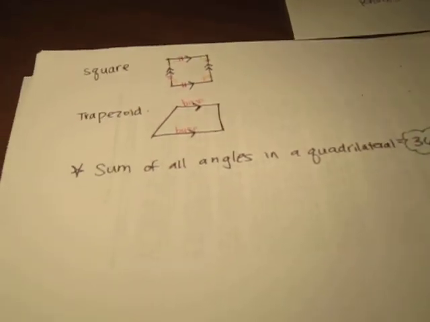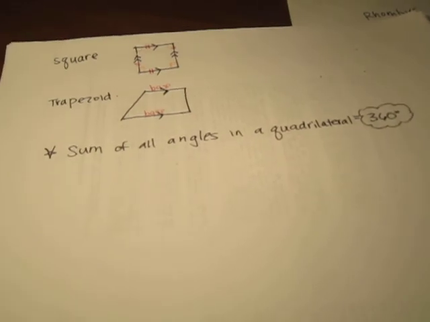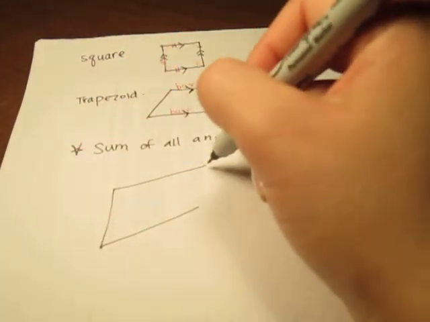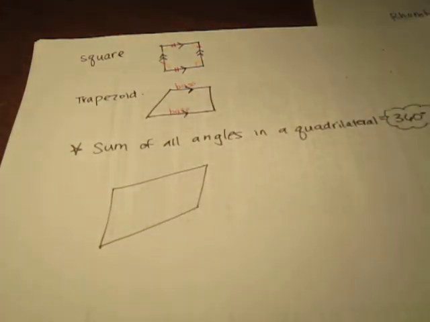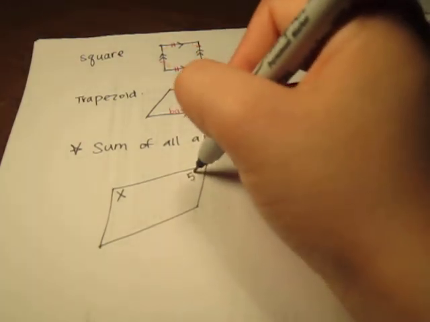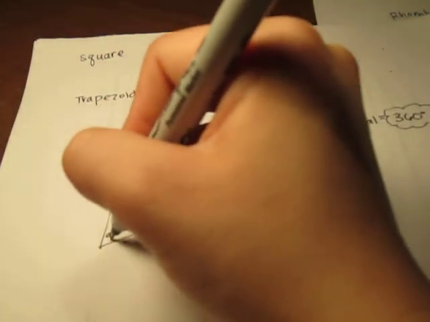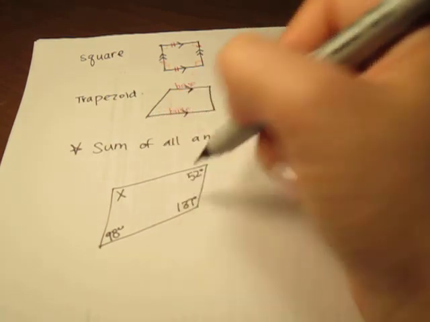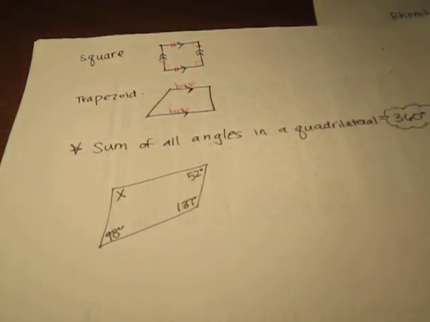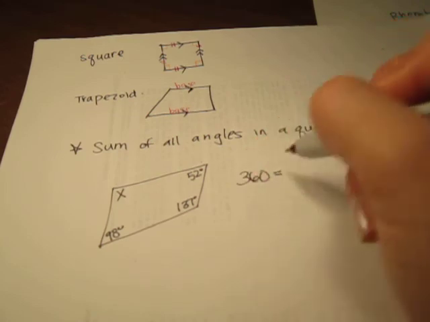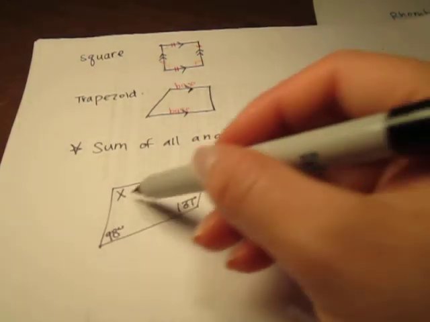So let's use that as an example, and we'll be doing a lot more class exercises on this in class. So for example, I'm going to just draw a random four-sided figure. Let's say I don't know the measurement of that angle, but I do know that this is 52 degrees. I do know that this is 98 degrees, and this is 137 degrees. Well, since we figured that all the angles need to add up to 360, I'm going to use what I understand about algebra and say, okay, 360 needs to equal the sum of all of these angles.